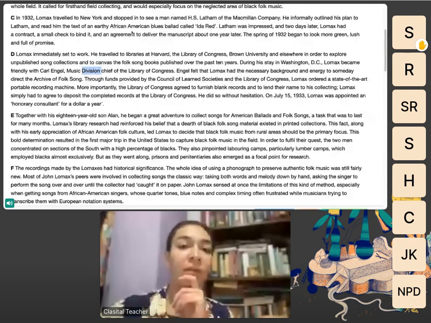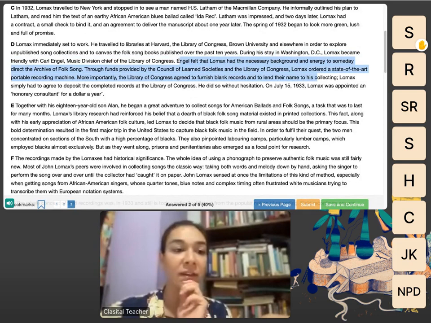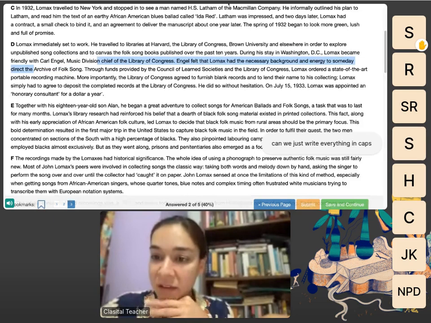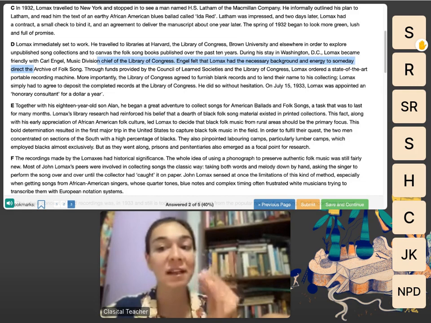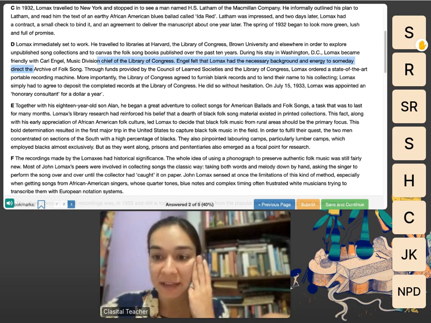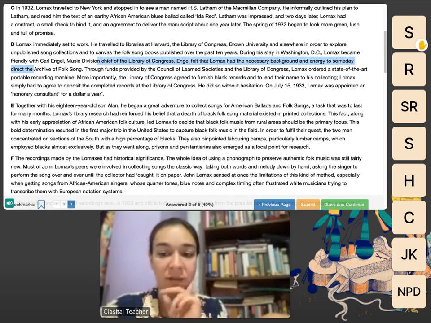Very good. Engel felt that Lomax had the necessary background and energy to somehow direct the archive of the folk songs. Very good for him. As a result of this contact, he was provided with the very latest kind of something for this project. I am reading question 3. As a result of this contact, he was provided with the very latest kind of something for this project.